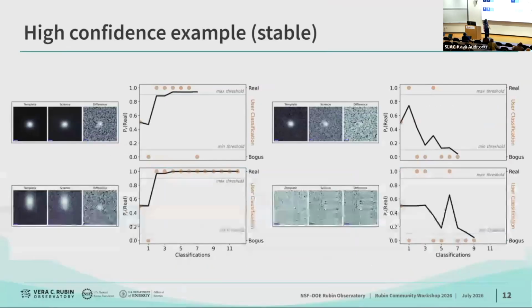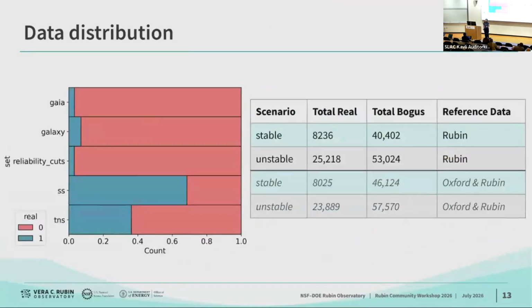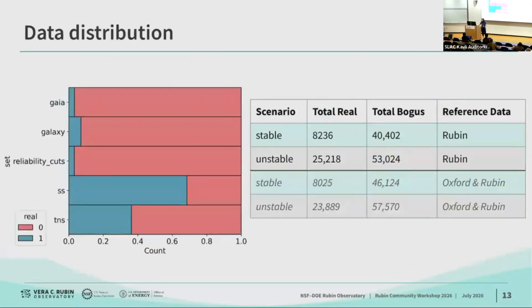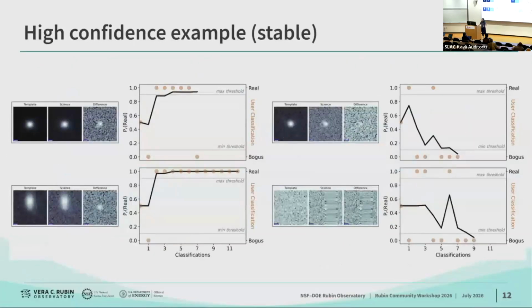Here I have 4 examples, 2 where the final probability converged to real and 2 that converged to bogus. Sorry, these are high confidence examples. I'm going to explain that in a moment.